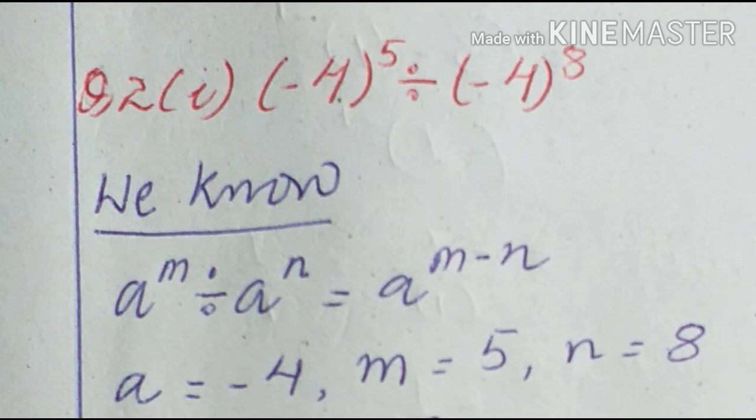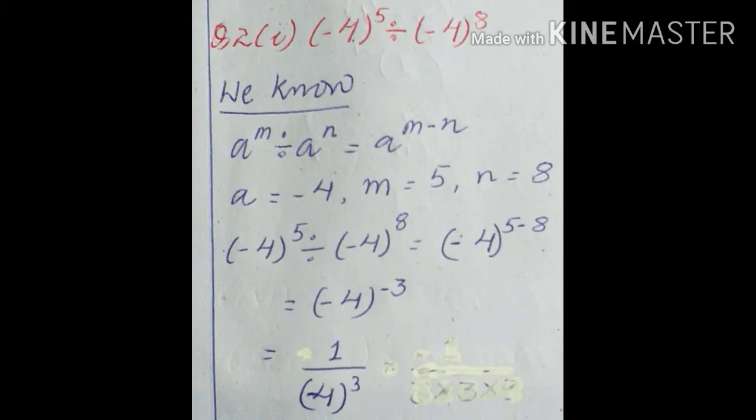M equals 5, and the second power, that is n, equals 8. Now put the values: we get (-4) to the power 5 divided by (-4) to the power 8 equals (-4) to the power 5 minus 8. 5 minus 8 will be minus 3, since 8 is greater, so minus 3.